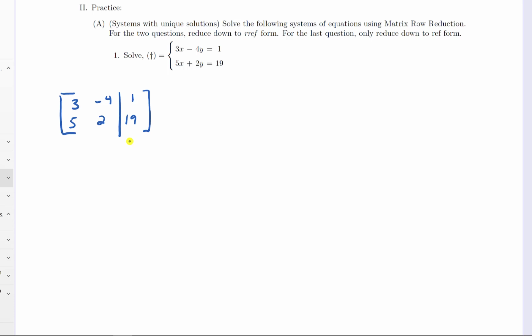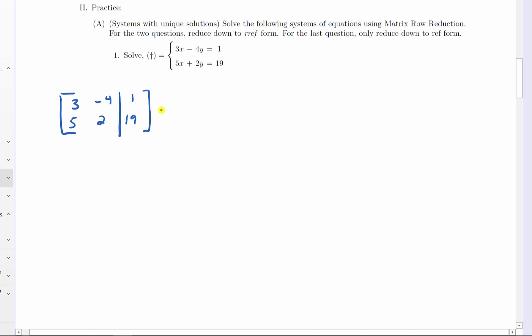So what I look to see here is, is it possible to get a 1 at all ever in this position using matrix row operations? Well, there currently isn't a 1 here, but I could get a 1 here, and the way I'd like to do it is to go ahead and divide this row by 3.